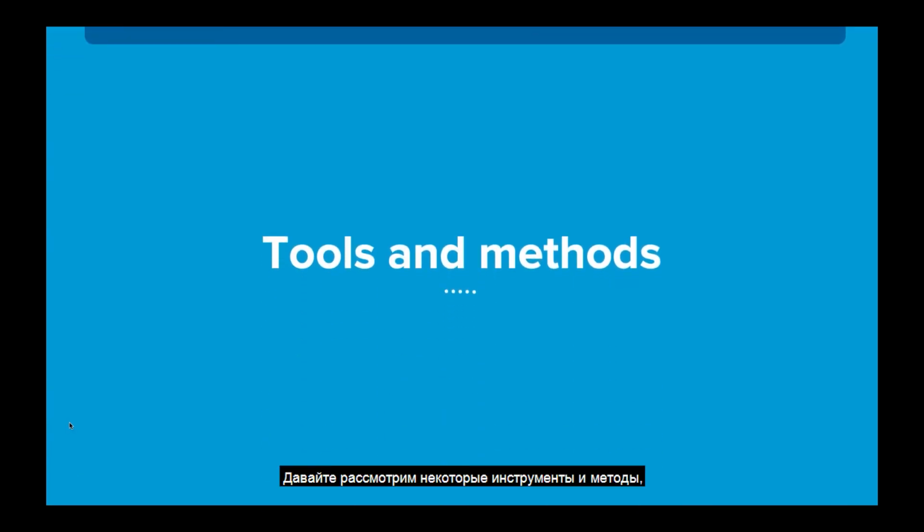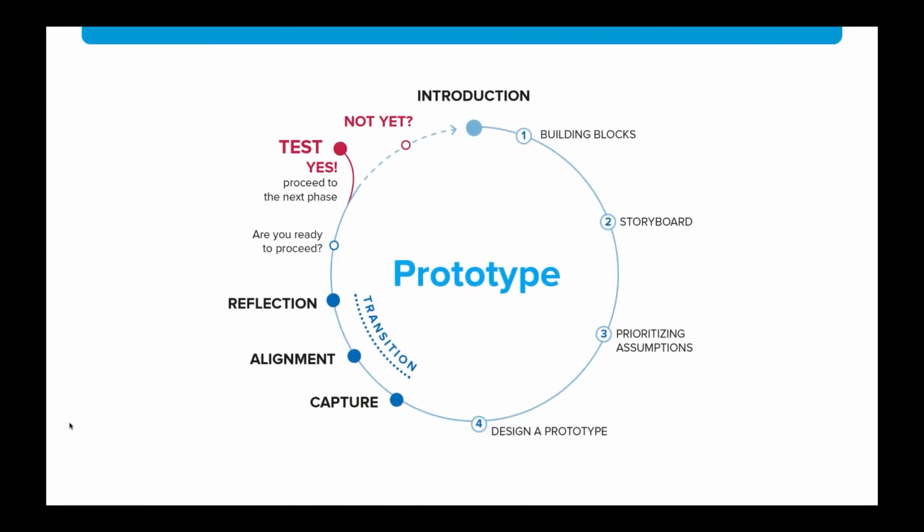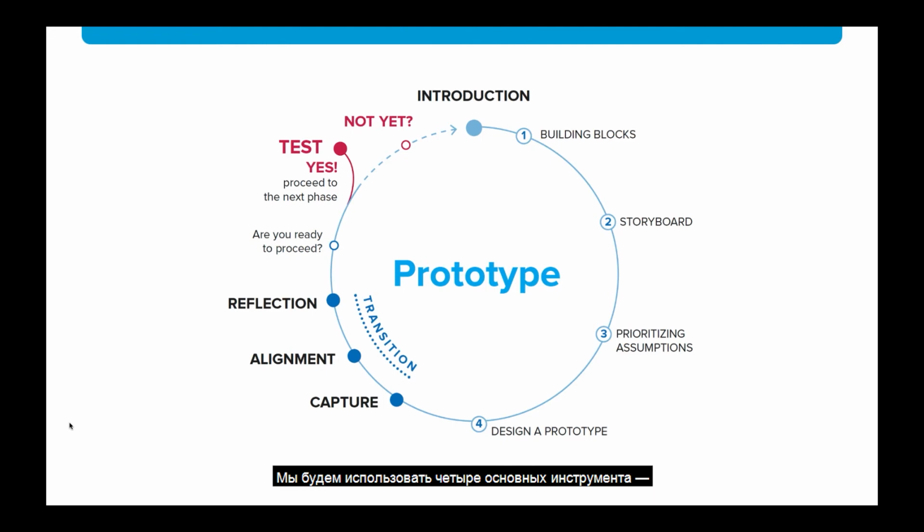Now, let's look at some tools and methods we will be using during the prototype phase. There are essentially four tools that we will be using: building blocks, storyboard, prioritizing assumptions, and design a prototype. The tools in the prototype phase are designed to help your team construct representations of your solutions. These representations are intended to elicit feedback, answer specific questions about a concept, and test assumptions embedded in your ideas.